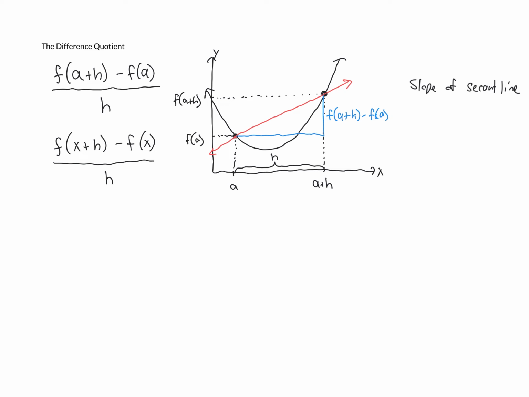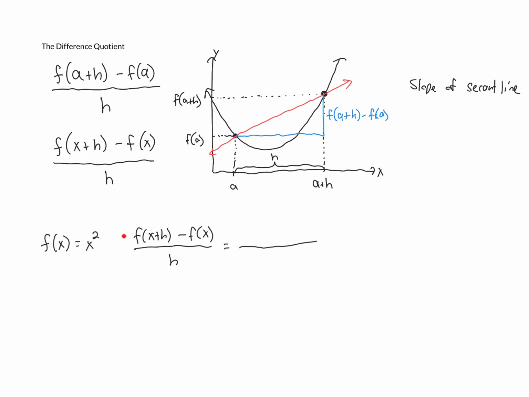So a very common example for average rates of change, and I'm going to use the second formula. We're going to jump straight into x's instead of a's. A very common one to see is f of x equals x squared. So let's evaluate the difference quotient for this function. So we have f of x plus h minus f of x all over h.